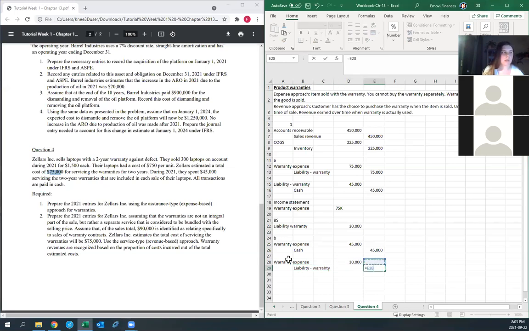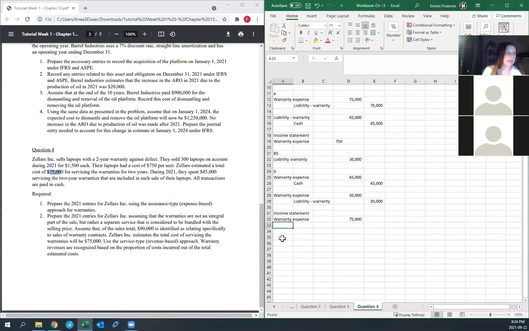of the same amount. So if we look at the financial statements, in your income statement, you're going to have a warranty expense of 45 plus 30, so 75K. And then in your balance sheet, you're going to have a liability warranty of 30K. So it's exactly the same as what we had earlier. So pick the one that is easiest to you and you're the most comfortable with.